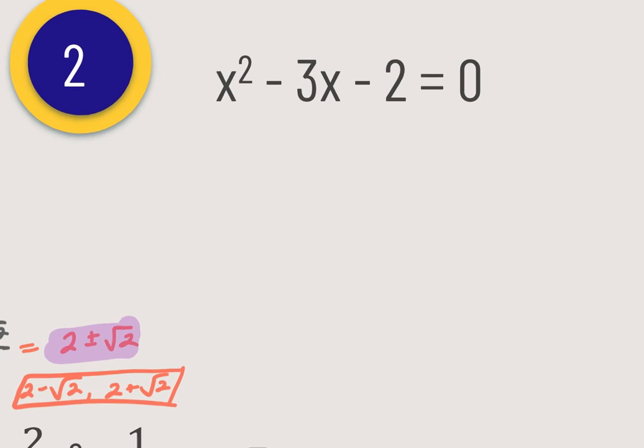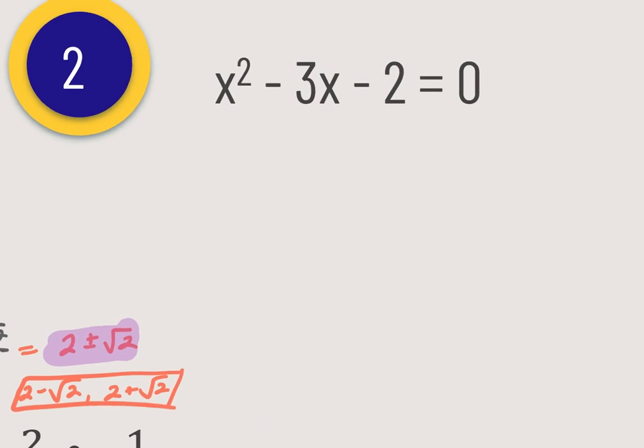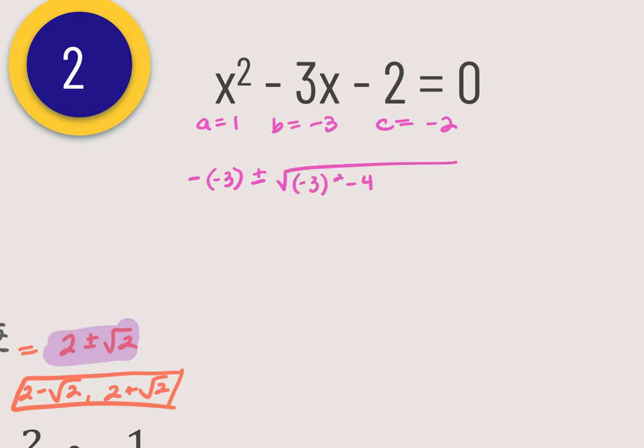It's set equal to 0. It's in order of decreasing degree. So my A is what? 1. My B is -3 and C is -2. So negative b plus and minus the square root of b squared minus 4 times a times c all over 2 times a.